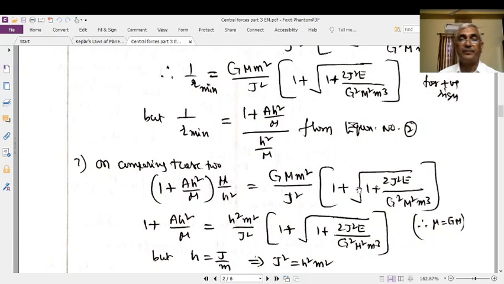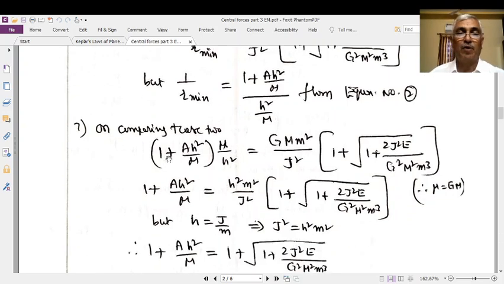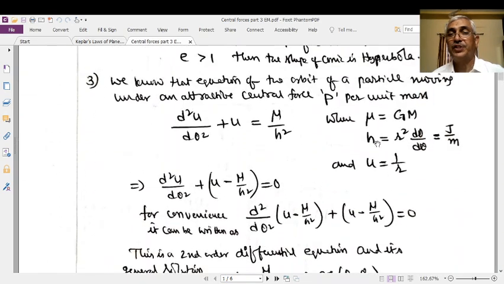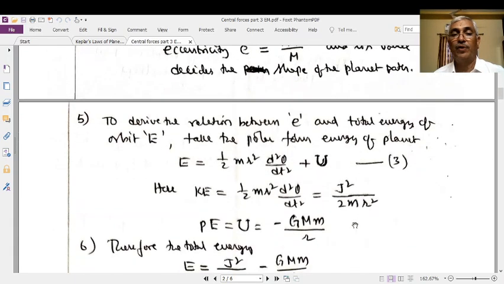Now, mu is equal to GM. This mu, GM and this GM will cancel. Now, 1 plus h square by mu, this h square will go that side. Therefore, h square m square by J square into 1 plus this one. But J is equal to hm, so h is equal to J by m.